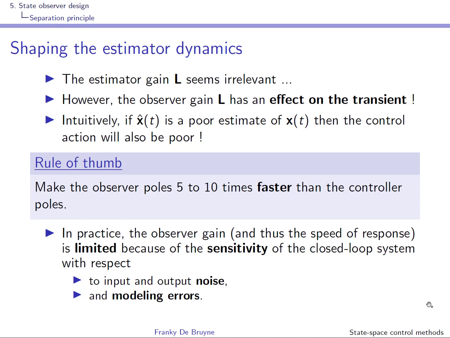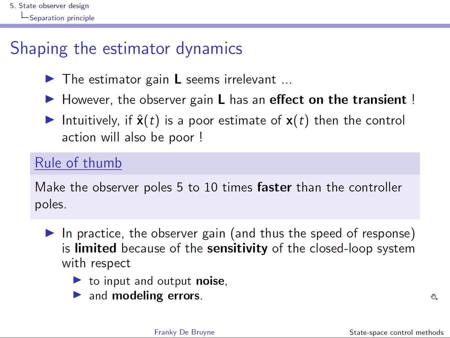So in practice, the observer gain L is limited. You cannot push the poles of the observer infinitely to the left. You cannot make the speed of your observer as fast as you want, because of course there is a sensitivity to noise. The noise affects the measurement Y. So if you make the poles too fast, you'll excite the noise. And also your observer is based on a model which is not perfect. So if you push L too far, you'll end up in problems. Don't forget that, for instance, high frequency resonances have probably not been captured in your model.